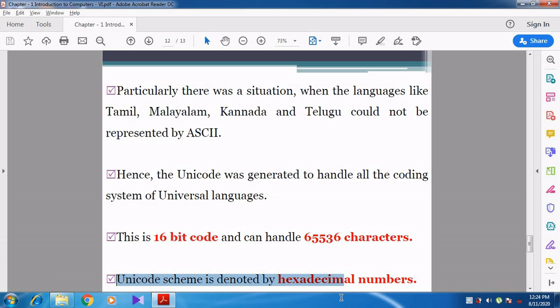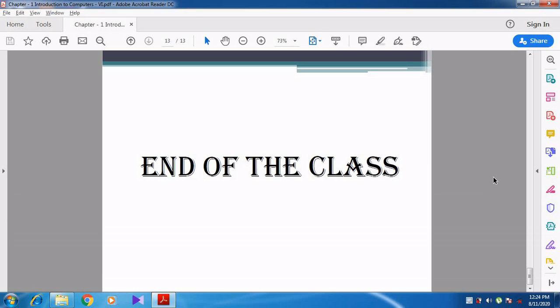Then the Unicode scheme is denoted by hexadecimal numbers, because it is a 16-bit code. We know very well what the base of the hexadecimal number is. The base of the hexadecimal number is 16. So whenever we are following the 16-bit code, the Unicode can be denoted by hexadecimal numbers. Right? I think you might have understood these encoding systems.